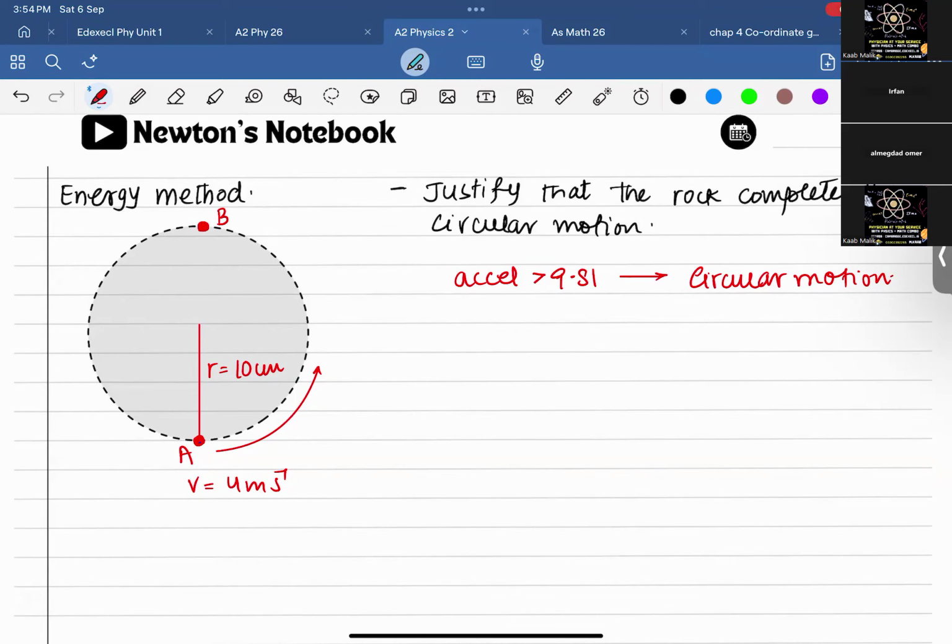So if at point B the acceleration of the rock is greater than 9.81, then it will complete the circular motion. And if its acceleration at point B is lesser than 9.81, then it will go under free fall motion. It will fall down. It won't complete the circular motion. Is that clear, guys?